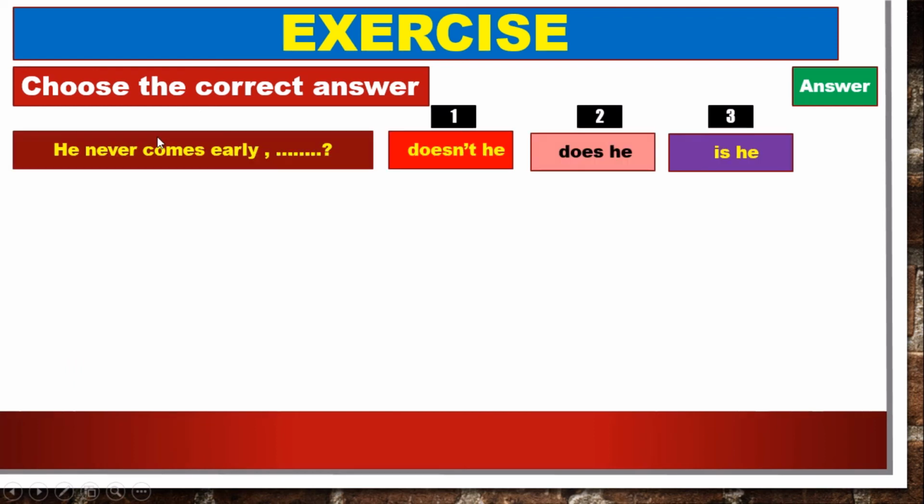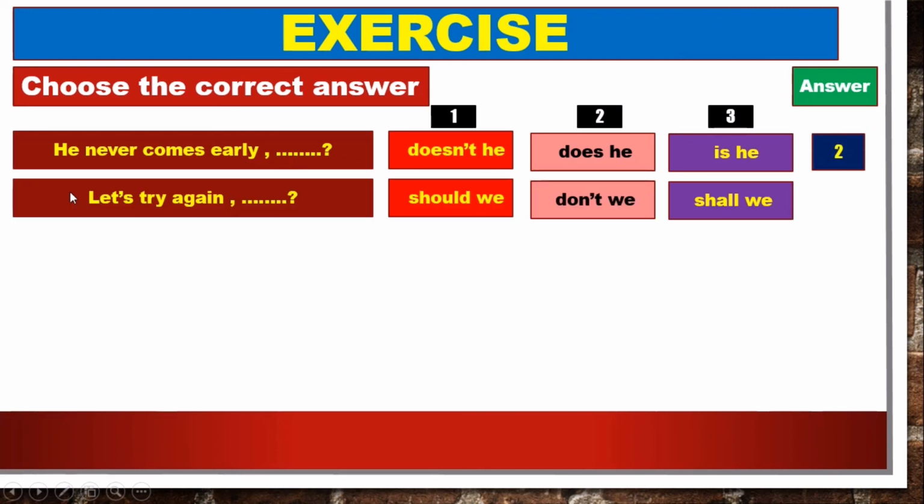Let's continue. He never comes early. Never, as we said before, never is negative, so we need to use the question tag as positive, and this is present simple, so we'll use he never comes early. Does he? Our correct answer is number 2. Let's try again. Remember, from the exceptions we'll be using shall we. Correct answer is number 3.